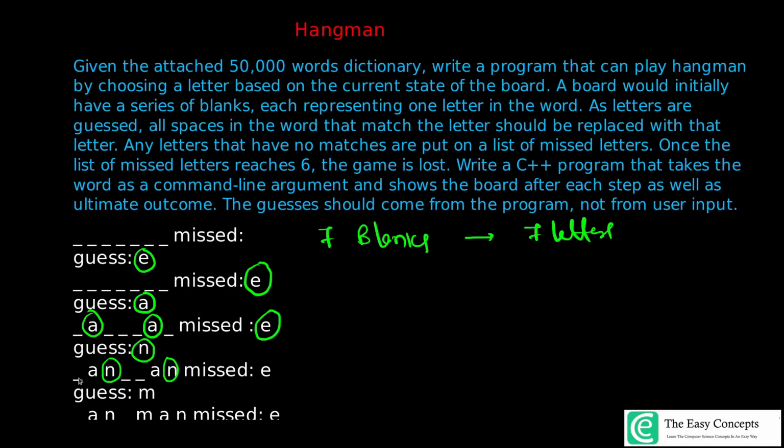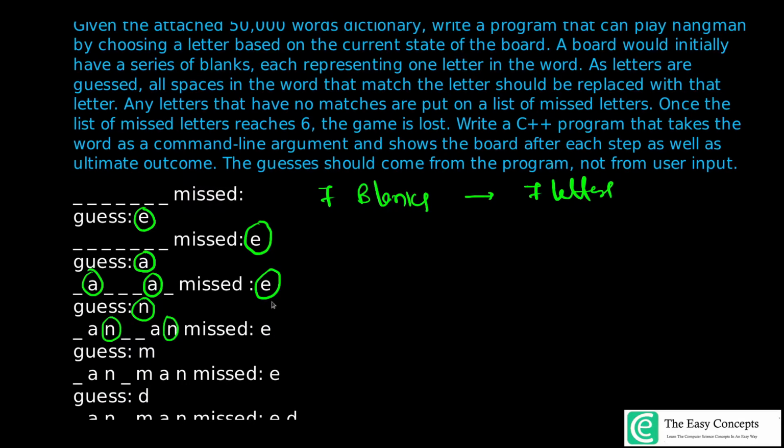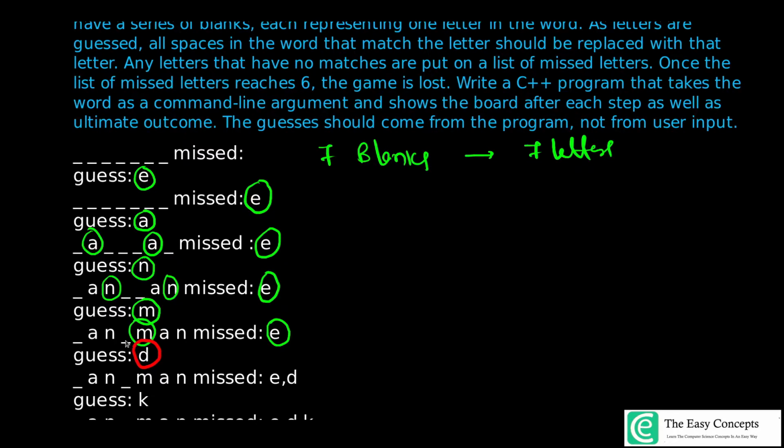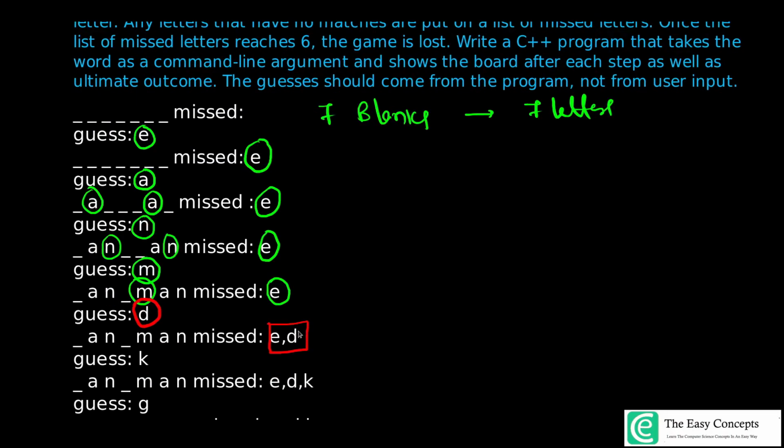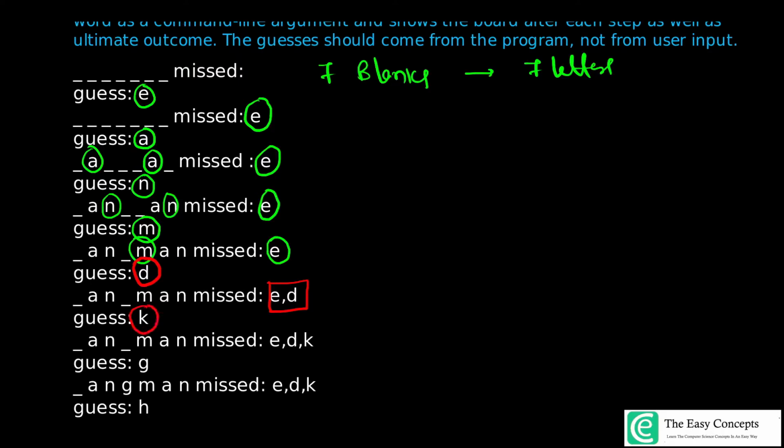So what is it now? Any letter that has no matches is put on the list of missed letters. So E is in the list of missed letters. Now we are guessing M and M is found here. So there are 2 spaces remaining and the missed list has only one letter till now. Now another guess is D, and you can see the program says that there is no D in this word. So 2 are missed. Now it's trying K and again K is missed.